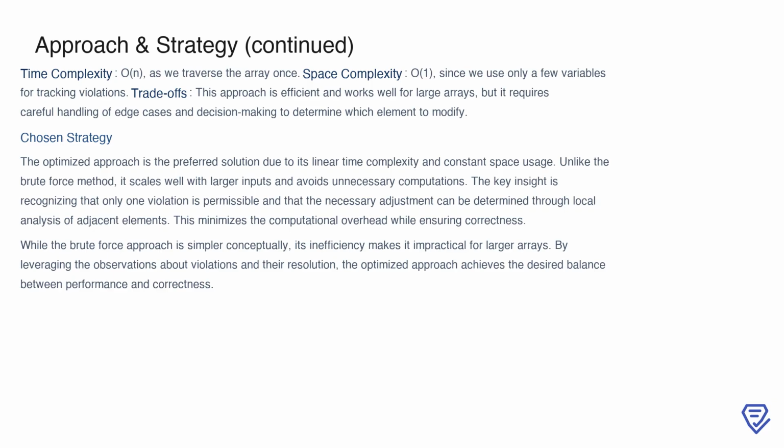With a single traversal of the array, the time complexity is reduced to O(n). Additionally, since we only use a few variables to keep track of violations and decisions, the space complexity remains O(1). These improvements make the approach well suited for handling larger arrays. However, it does require careful handling of edge cases and precise decision-making about which element to modify. Ultimately, the optimized approach is the preferred strategy because it achieves the best balance between correctness and performance.